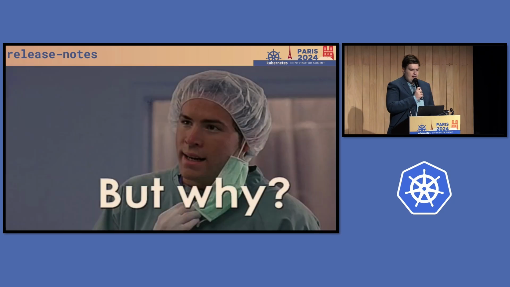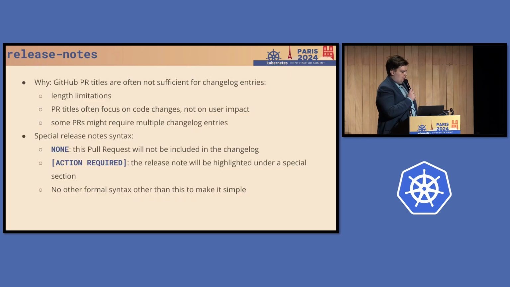And then you might ask, but why? GitHub has its own automation as of recently, and you can generate nicer looking release notes. There's a little bit of a problem there, which is that GitHub PR titles and commit titles are not sufficient for changelog entries for many reasons. First, you're limited in terms of length, for example 72 characters or something like that, and that's often not enough. And PR titles often focus on code changes, not on user impact.